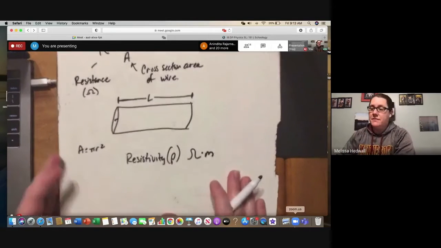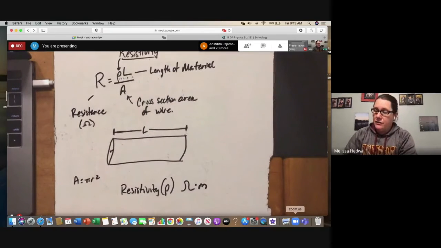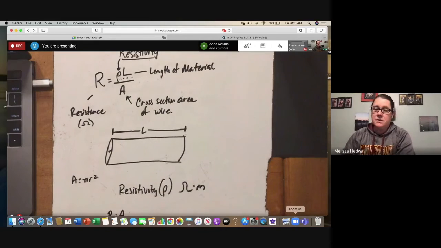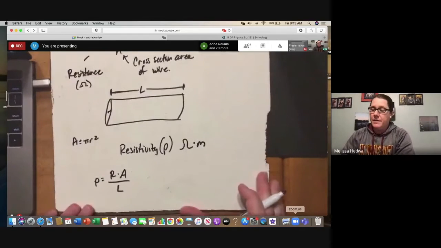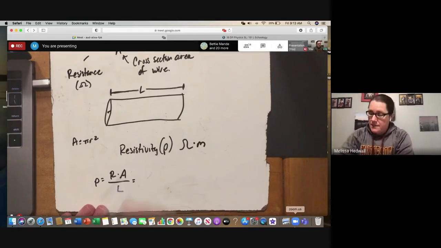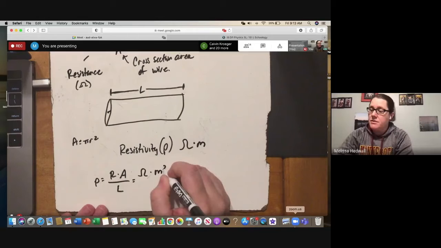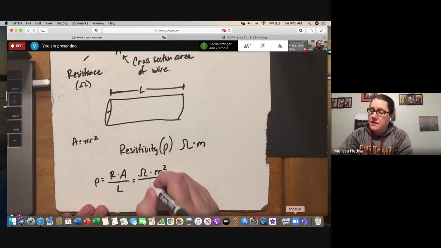With resistivity, let's rearrange this equation to solve for resistivity. If we do that, and I'll slide this up in just a moment, we have rho is equal to R times A over L. And so we have that rearrangement here. And we know that our resistance is measured in ohms. Area is measured in meters squared, and length is measured in meters.